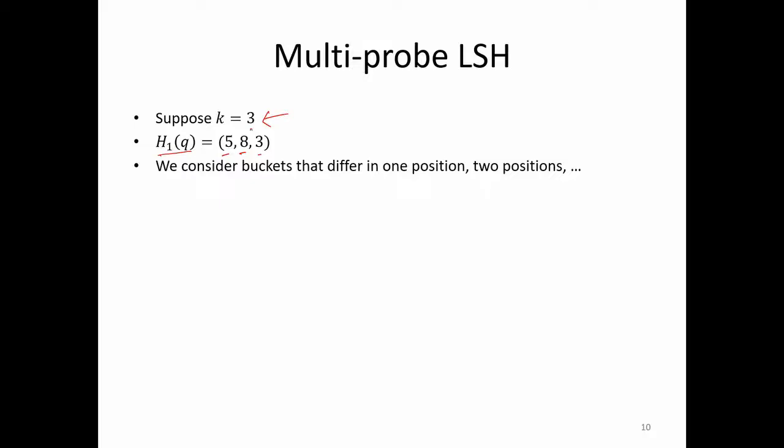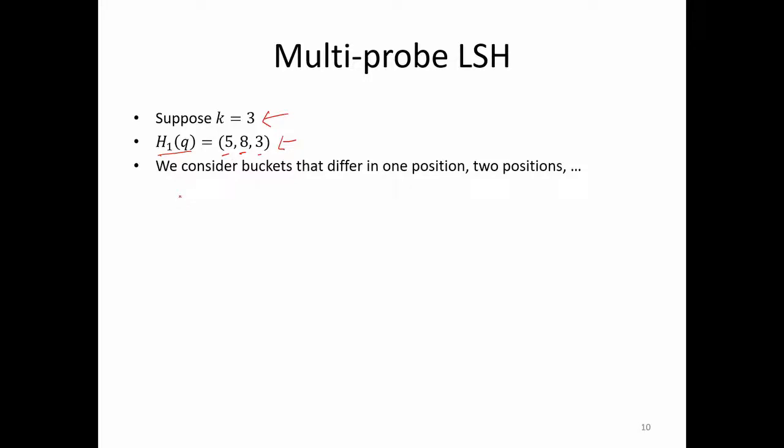Okay, so you can consider the probing buckets to be, let's say, ones that differ in one position, two positions, and so on and so forth. So let's say you may have 583. This is the query bucket. But you don't get enough recall by just querying this query bucket. So what do you do?